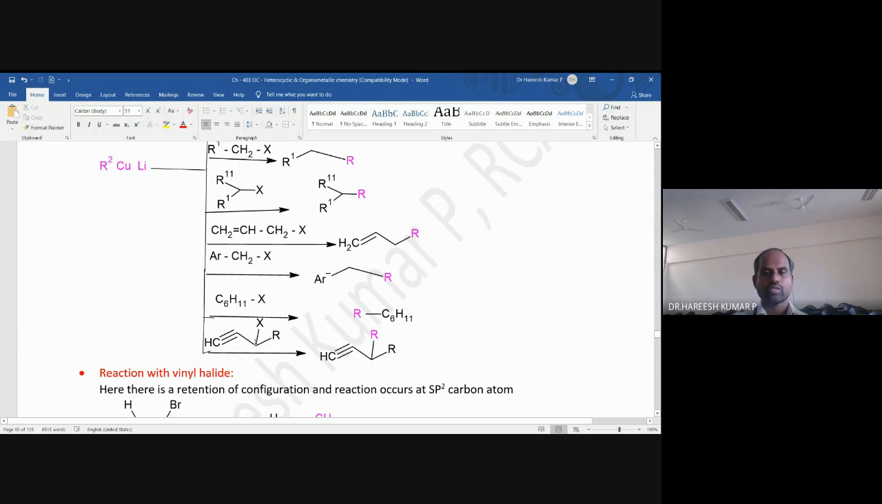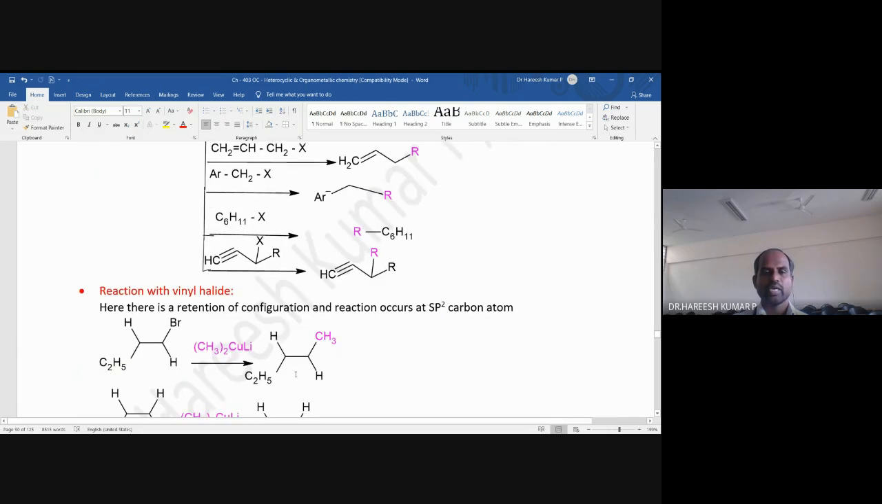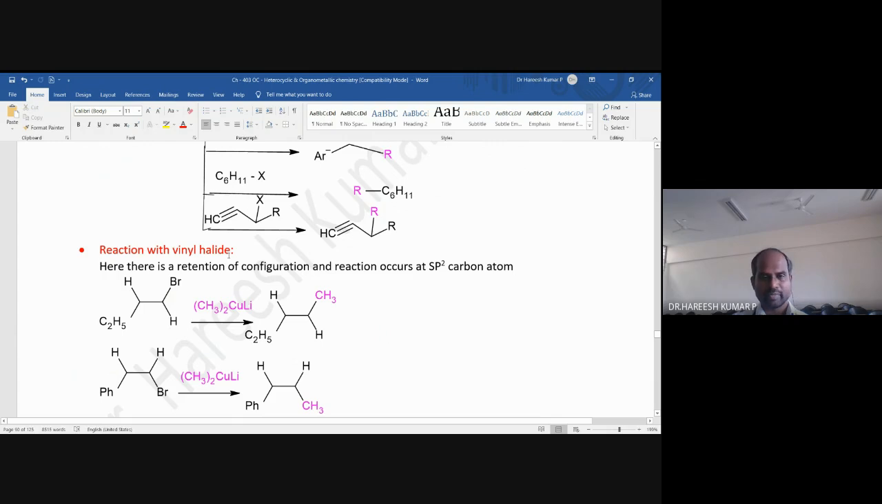So what is the name of this compound? This compound is called propargyl halide. Look at the difference from the allylic halide. A double bond with CH2 halide is called allylic halide, and a triple bond with CH halide is called propargyl halide. That's the only difference: double bond means allylic, triple bond means propargyl. So this halide can be replaced using the organolithium cuprate, and the obtained compounds are called propargyl substituted products. With this, I will go to the next slide, which is the reaction with vinyl halide. Vinyl means a double bond.